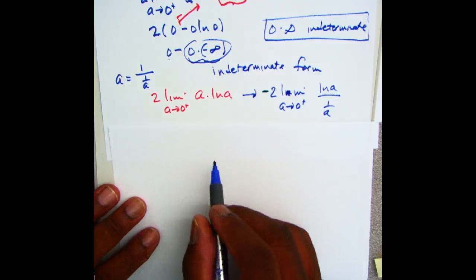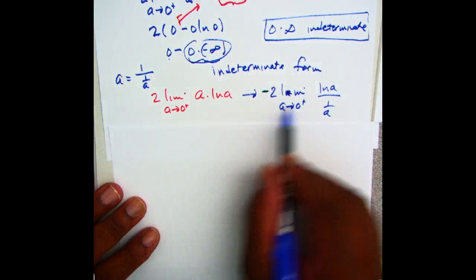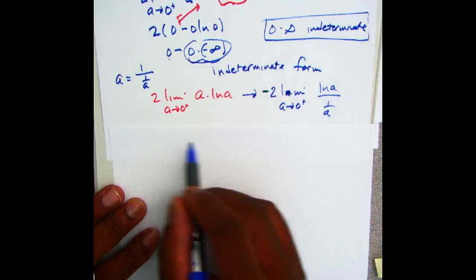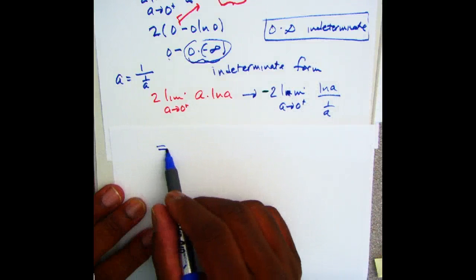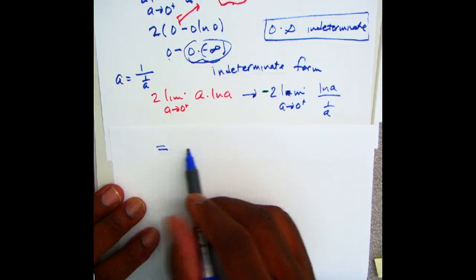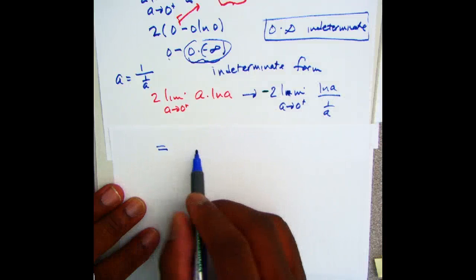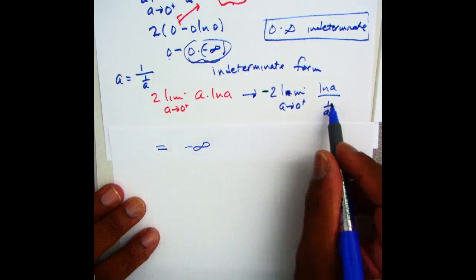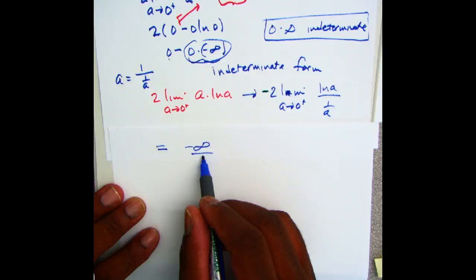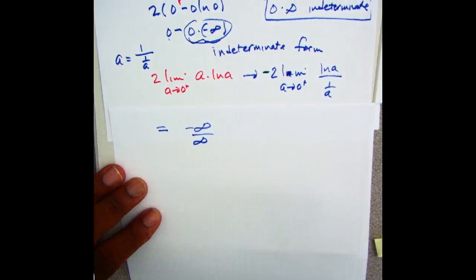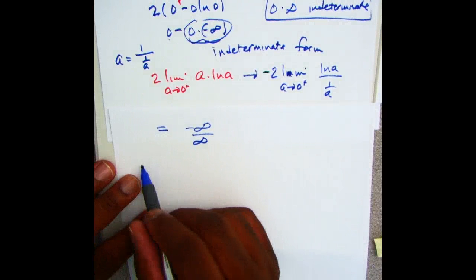All right, so when we substitute in our values here, the limit as a goes to 0 from the right, what we're going to end up with is the limit of natural log of a is -infinity, and 1 over 0 gives us infinity. So you have -infinity over infinity, which again is indeterminate. So let's use L'Hopital's.